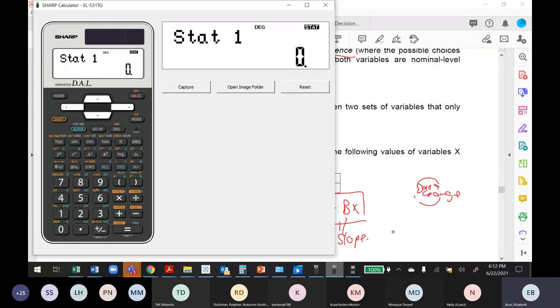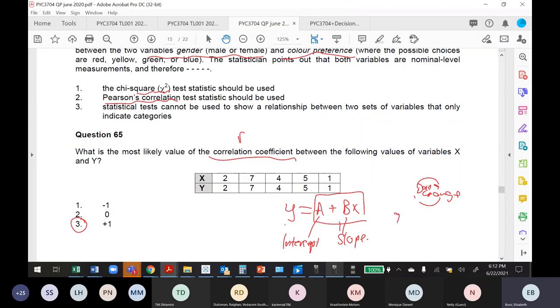So the data is seven, two and two, seven and seven, four, and five and five, and one. So we're going to press the value, then press STO, and then press M plus. And we continue like that.